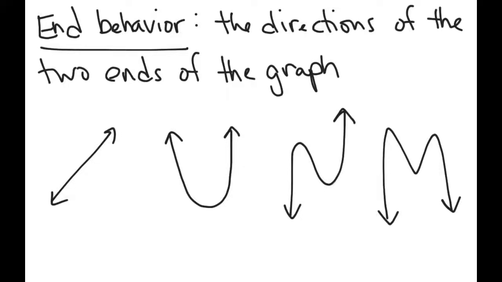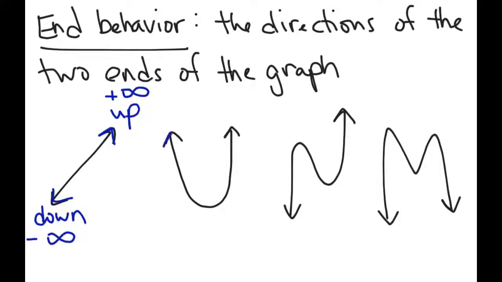So let's go back to our linear graph. This end of the graph is going up forever, and this end of the graph is going down. That's called the end behavior. I'm fine with up and down. However, I'd like to move you into telling me that this end of the graph goes to positive infinity, and this end of the graph goes to negative infinity. Infinity means it goes on forever. So if you say positive infinity, you mean it's going up forever.